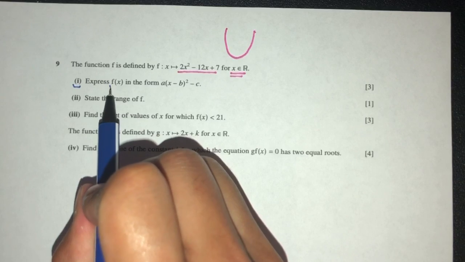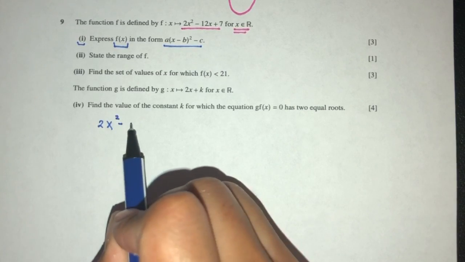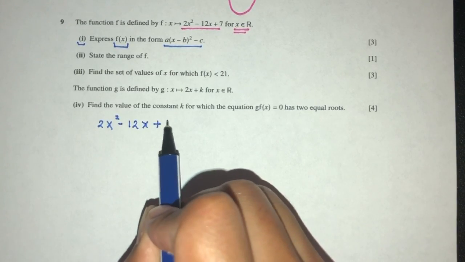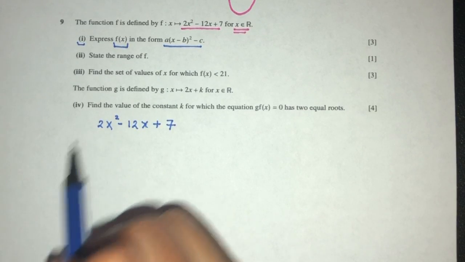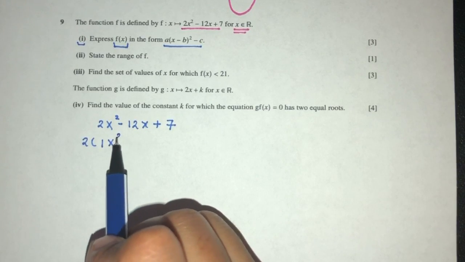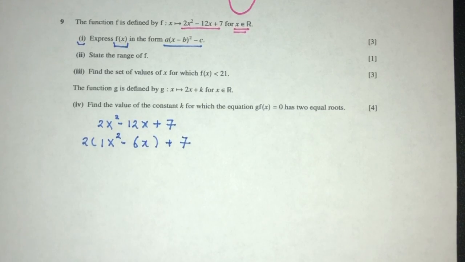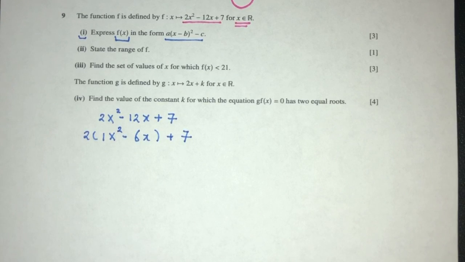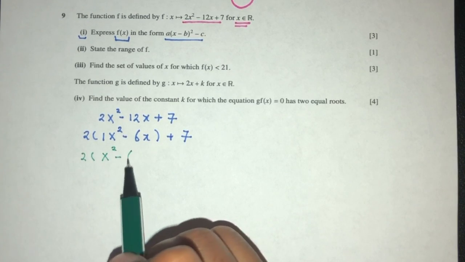We have to express f of x in this form. So step by step, I can write f of x first as 2x squared minus 12x plus 7. Now, we have to make sure the coefficient of x squared is 1. So let's factorize. 2 outside, you will have 1x squared minus 6x. Now we can just leave this one outside, no big deal. Now we can proceed to the next step, since here it is 1. So 2 is outside, here we have x squared minus 6x.